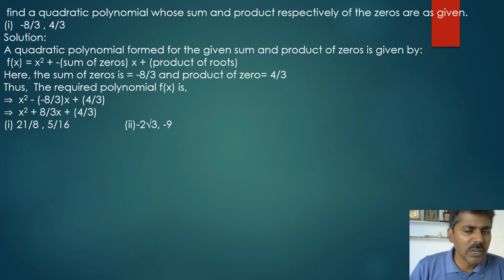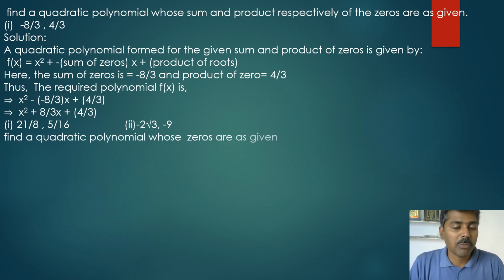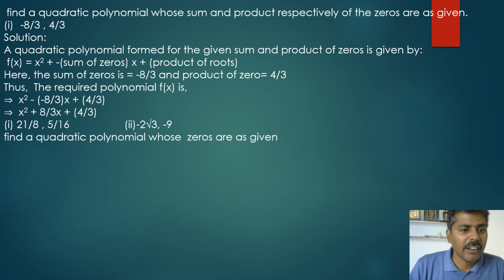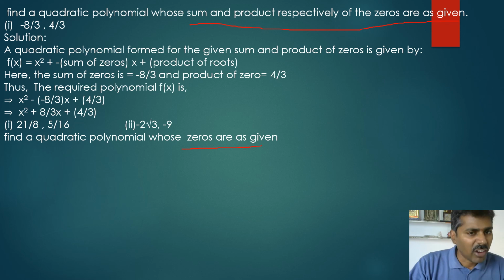Sum of the zeros 21 by 8, product of the zeros 5 by 16. Sum of the zeros minus 2 root 3, product of the zeros is minus 9. And then another type of problems in quadratic polynomials. Find a quadratic polynomial whose zeros are given. See the difference between the two problems. Here zeros are given. There, sum and product of the zeros were given. So the formula is the same. We have to go with the same.